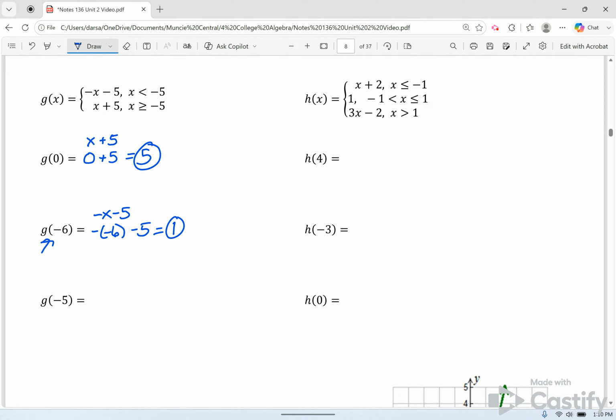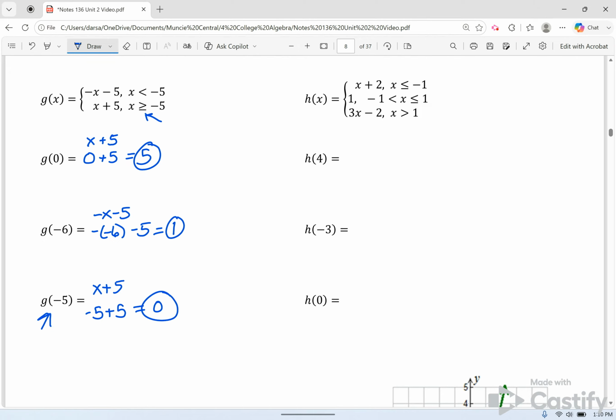And again, what about that breakpoint? What is g of negative 5? Let's look at this last one. So negative 5 is not included in this first set of numbers. So we're not going to plug into the first equation, but negative 5 is greater than or equal to negative 5. So we will plug negative 5 into the second equation, which is x plus 5. So negative 5 plus 5, our answer here will be 0.